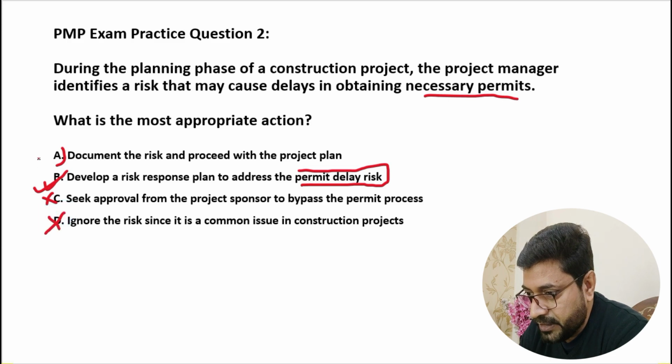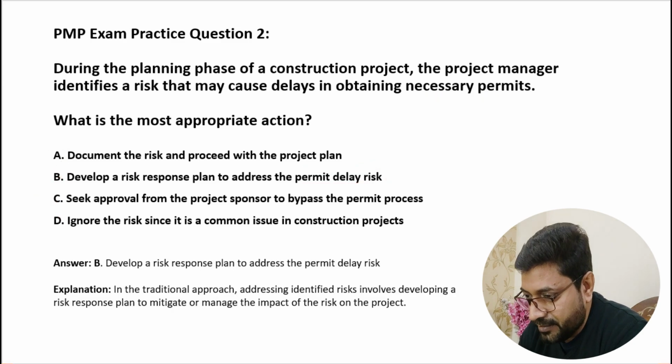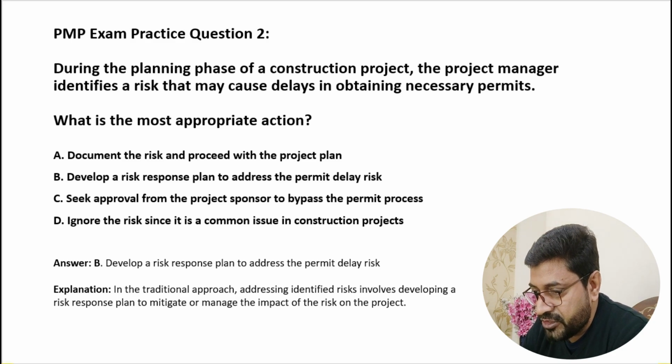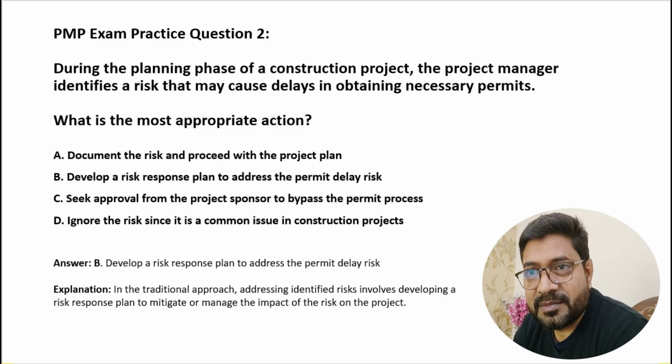Now B is the best option to go with. Let's see what is the answer. Okay, great. So answer B, develop a risk response plan to address the permit delay risk. So the explanation is, in the traditional approach, addressing identified risk involves developing a risk response plan to mitigate or manage the impact of the risk on the project. Great. I hope you have chosen the right option. Let's go to question number 3.